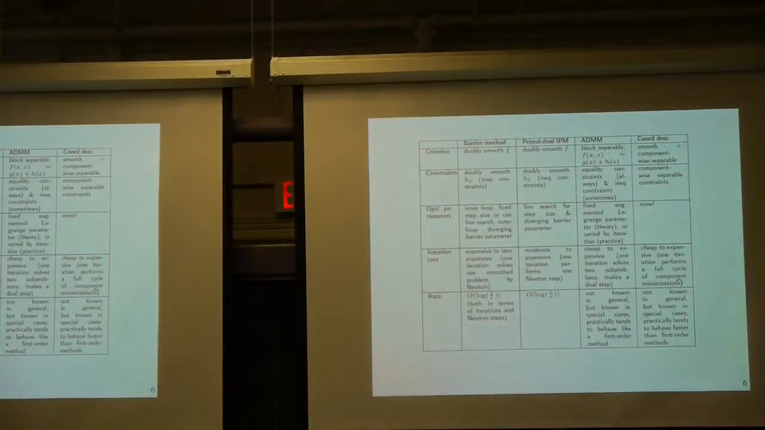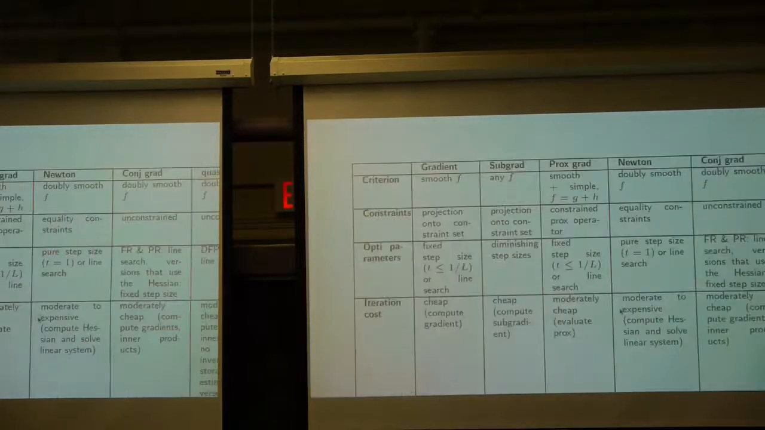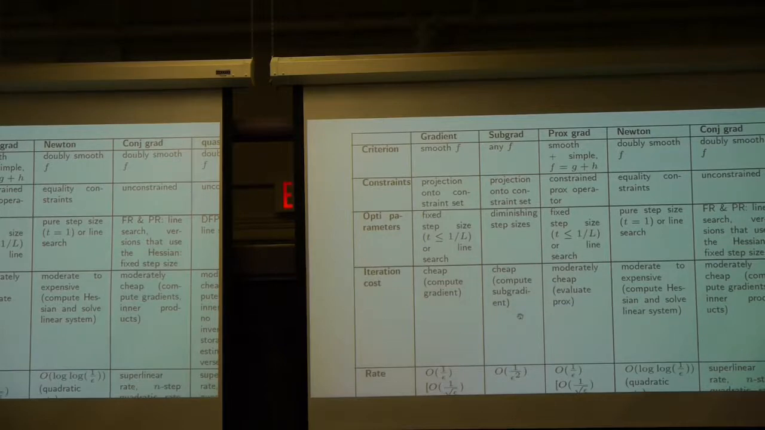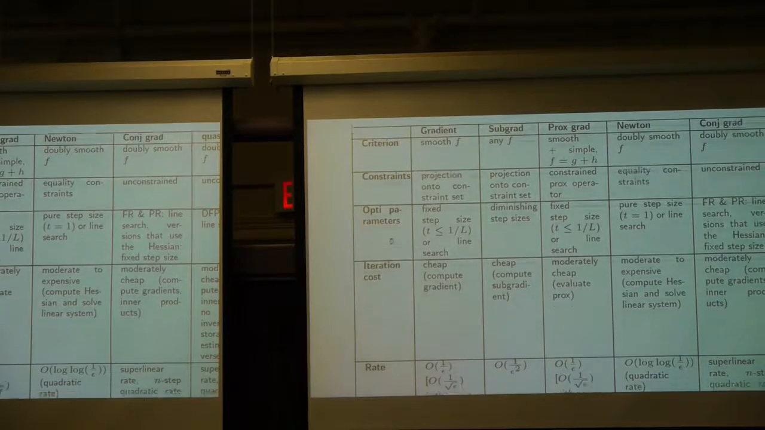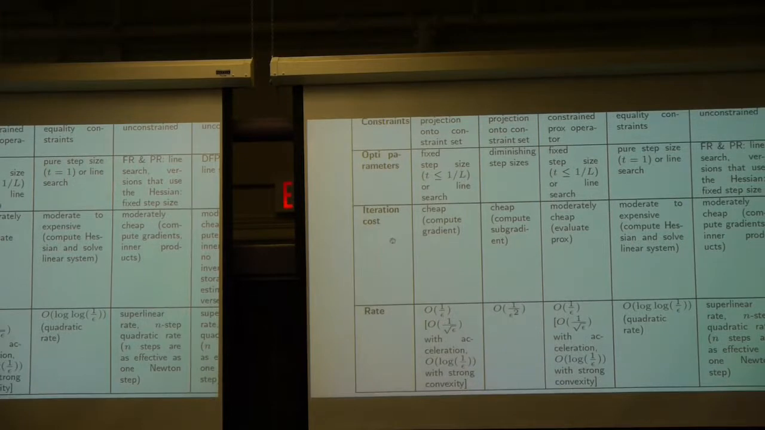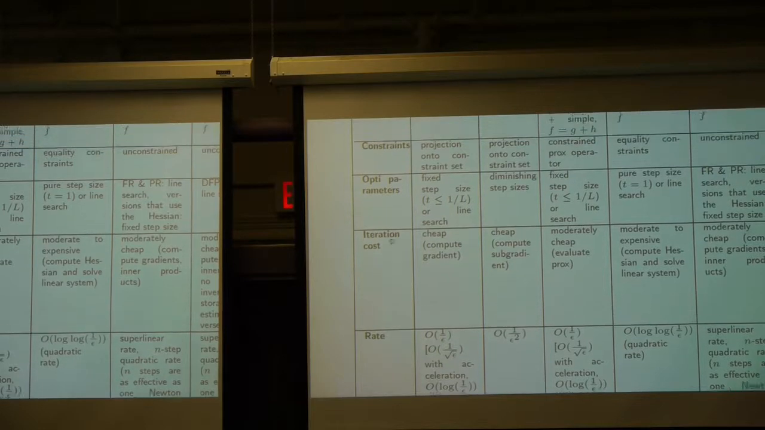And then on the next slide, I've continued with barrier method, primal dual interior point method, and then here are two methods that we will learn before the class is over. These are coming up in the week after the midterm. We'll talk about these two: ADMM, which is a dual method, and coordinate descent. So we won't go through these very thoroughly now because you guys don't know what they are. But it'll serve as a nice preview as to what we'll see. All right, and then on the rows, I have criterion, constraints, optimization parameters, iteration cost, and the convergence rate. How many iterations do we need to achieve a tolerance of, an error of epsilon from the solution?